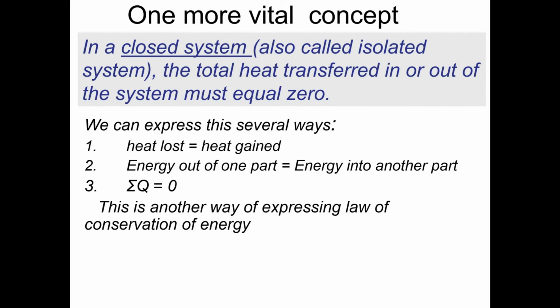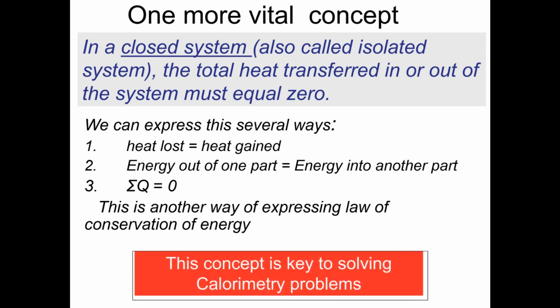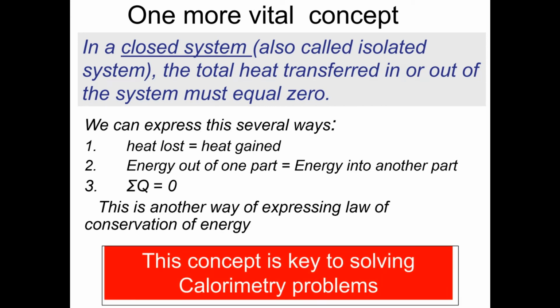And if you think about it, this is just another way of expressing the law of conservation of energy that we've already studied, right? You can't have more heat being received by one part of a system if it's not being given up by another part of the system. You somehow have created or destroyed energy otherwise. This concept is absolutely key to solving the calorimetry problems that make up a large portion of this unit. So just keep that in mind.